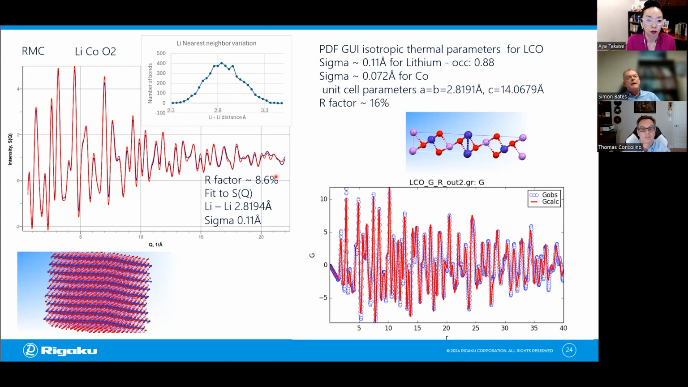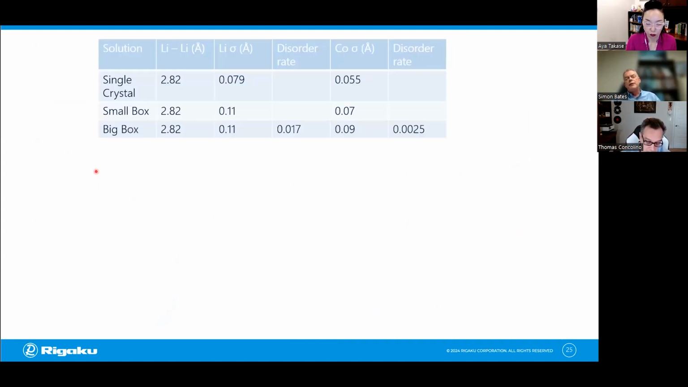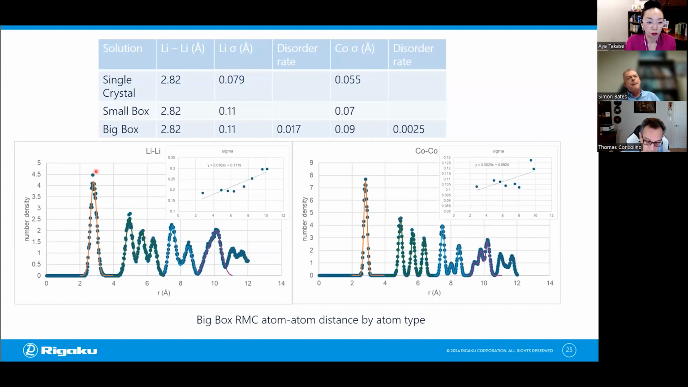Nevertheless, it fits good. I'm just quickly extracting out lithium distances: 2.819 angstroms. We look at PDF GUI, lithium distances bang on, the same. Sigma for lithium, again, is bang on the same. They give us identical results. Big box, small box, PDF, or G of R or S of Q, we end up in the same place. So this illustrates the reproducibility of the technique.